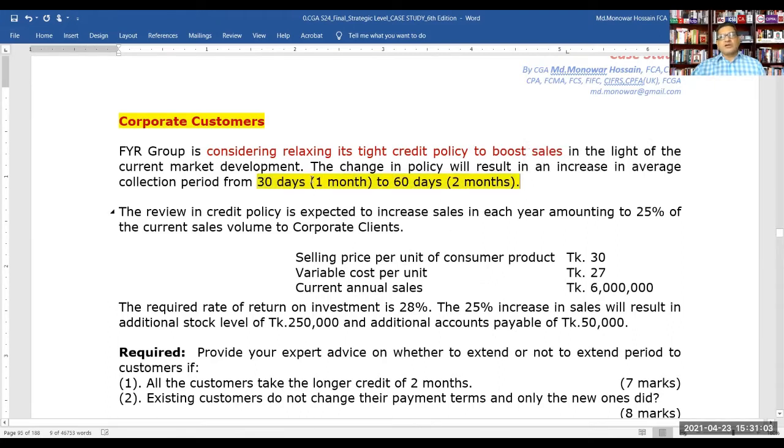So for our corporate customers, if FI Group is considering relaxing its tight policy, they have a tight policy, average collection period was 30 days. Now they extend it to 60 days. A review of the credit policies expects increased sales each year amounting to 25% of the current sales volume to corporate clients. So if the credit policy changes from 30 days to 60 days of average collection period, then their sales would increase by 25% in a year.